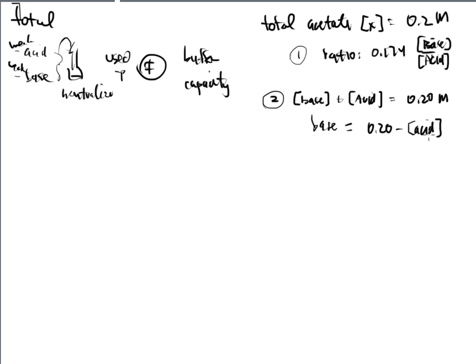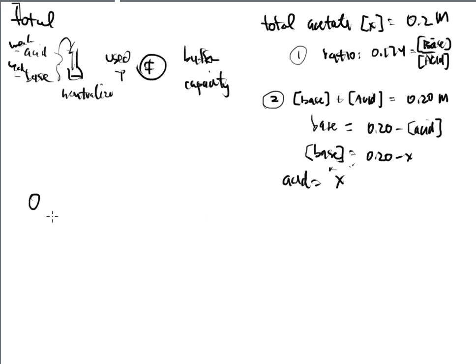All right, now I'm going to redefine everything that I'm using here. I'm going to say my acid is equal to the variable of x. And I'm just going to rewrite this. So the concentration of the base is equal to 0.20 minus x. So here's my first equation, right? All right, well, up here's the other equation, my ratio. My ratio was 0.174. And that's equal to the concentration of base over the concentration of acid.